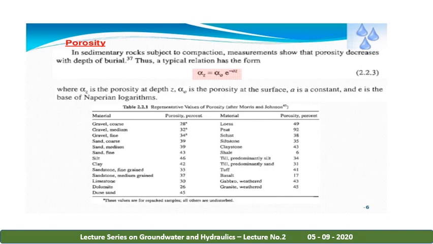Some representative values of porosity: gravels and coarse, porosity percentage is 28; gravels and medium is 32; gravels and fine is 34; sand coarse 39; sand medium 39; sand fine 43; silt 46; clay 42; sandstone fine grained 33; sandstone medium grain 37; limestone 30; dolomite 26; dune sand 45.